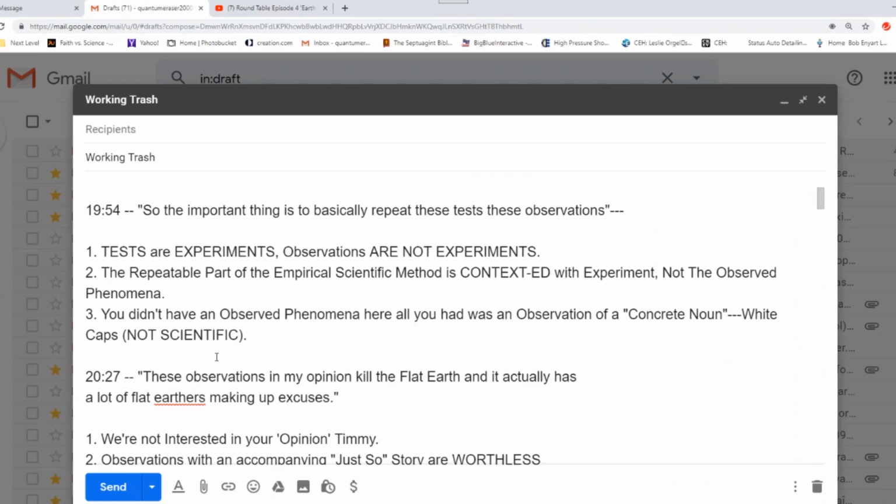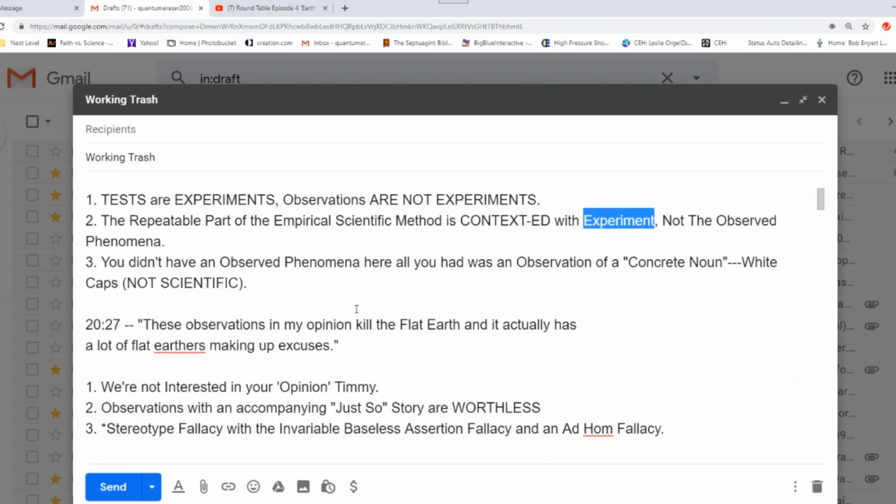1954. So the important thing is to basically repeat these tests, these observations. So you think tests are observations, huh? What's your independent variable? Your frigging eyelids? Or your imagination? Or a combination of the two? Number one, tests are experiments. Observations are not experiments. Number two, the repeatability part of the empirical scientific method is context with the experiment, not the observed phenomenon. You don't keep on opening up your eyelids and looking to be repeated, clown. Number three, you didn't have an observed phenomenon. Here, all you had was an observation of a concrete noun, white caps, not scientific.